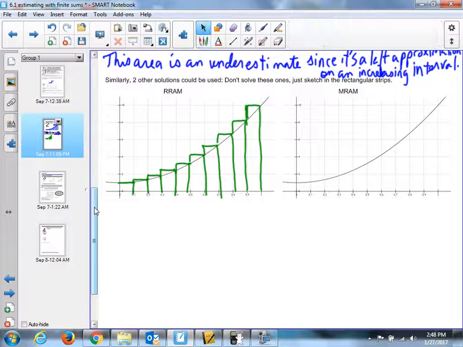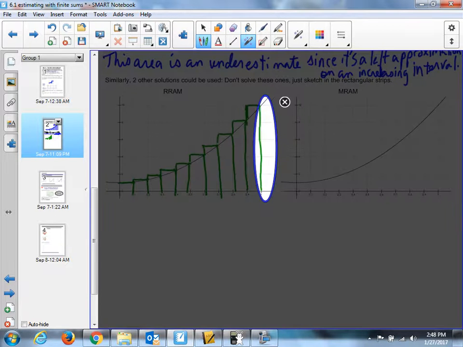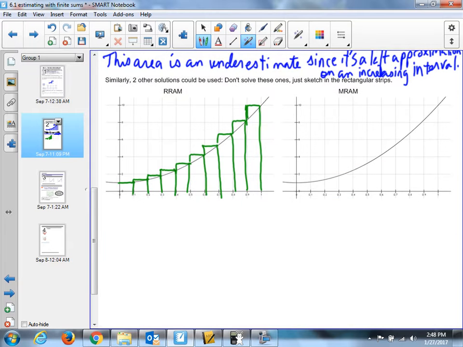This would use almost all the same values, except you wouldn't use the value at 0 that you used for the left. You wouldn't use this one. And you would use this height here at the end, right? At 1.0. Now, I think it becomes very clear it's an overestimate, right?